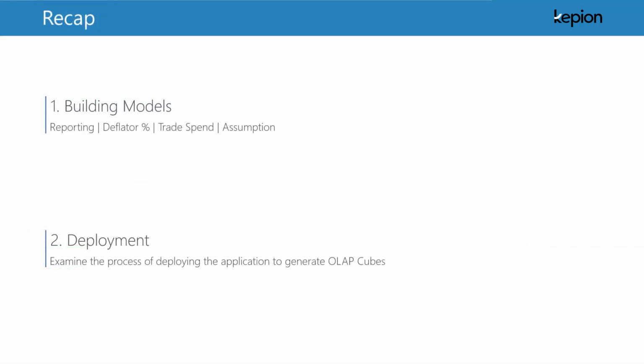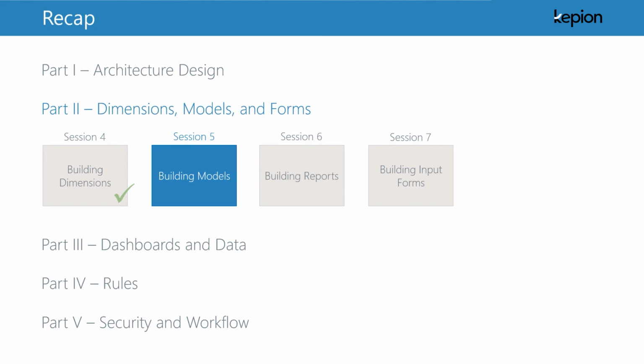In this session, we built the 4 models we need in this application. Then we examined the process of deployment and deployed the application. In the next session, we'll begin building our forms, starting with the P&L report.